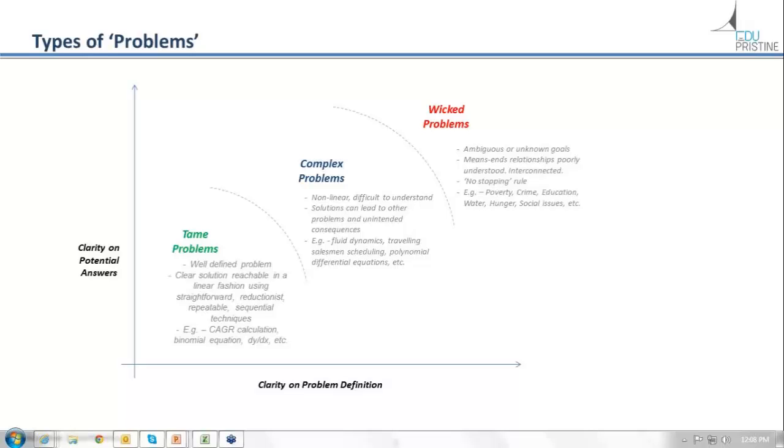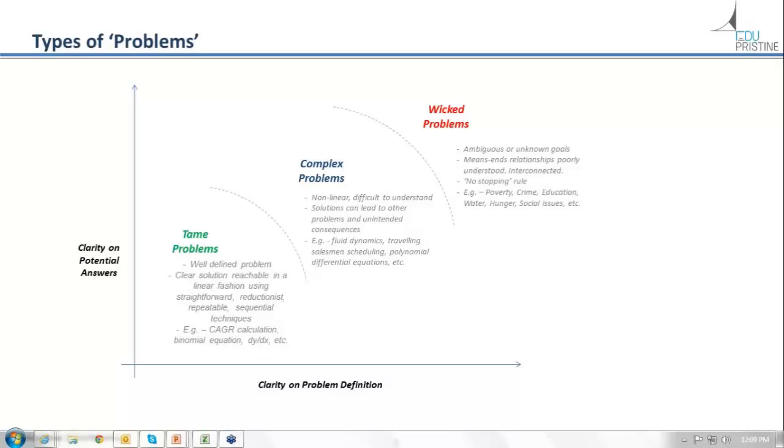There's clarity on how to solve that. There are methods to solve that. If you were given a series of data and asked to find the average or mean, those are very simple problems. There is a very clear problem definition. There are very clear approaches.